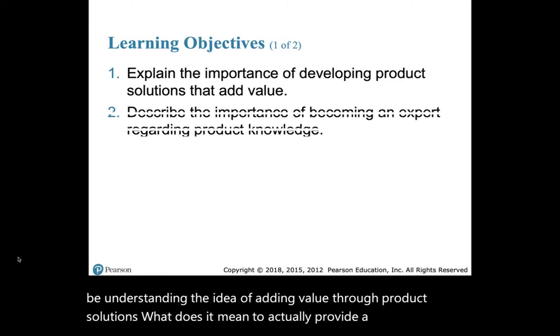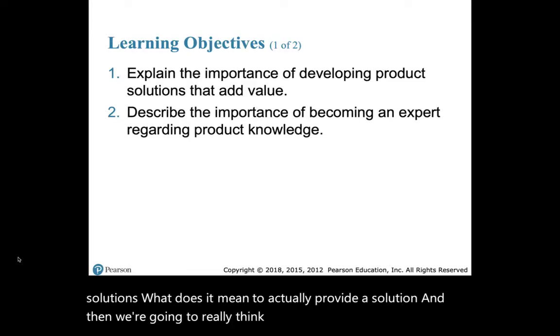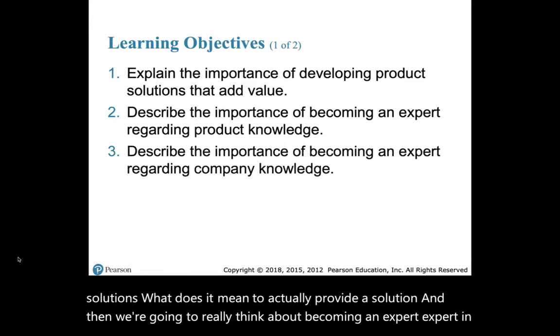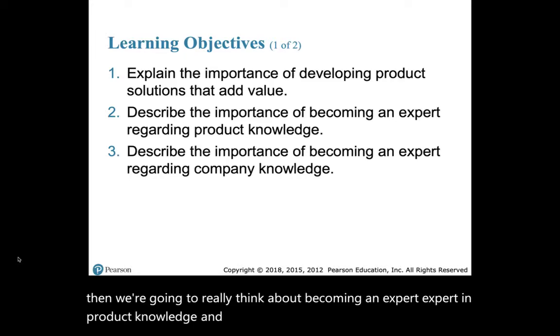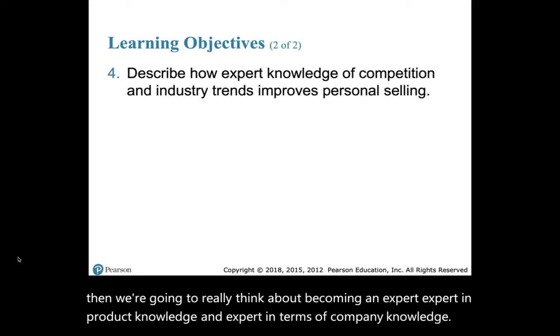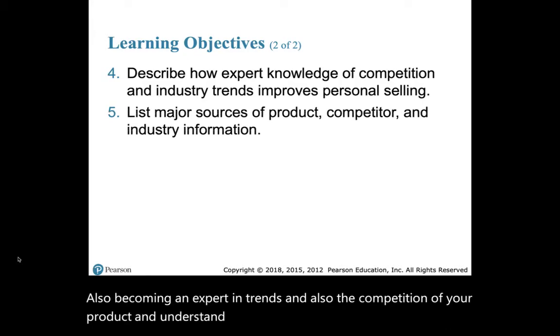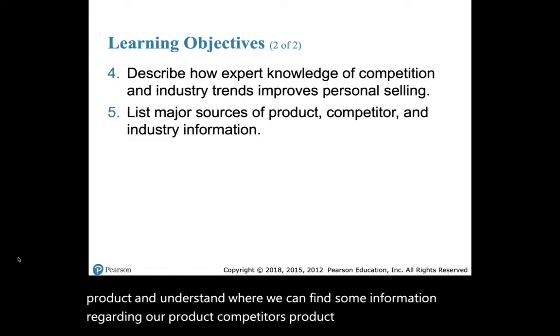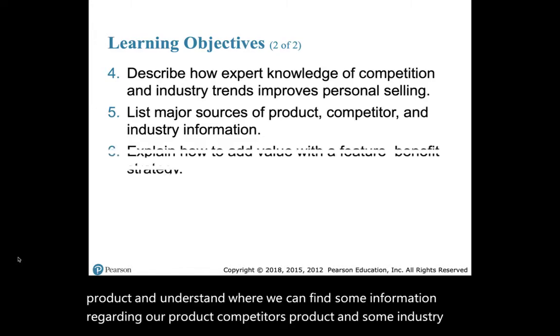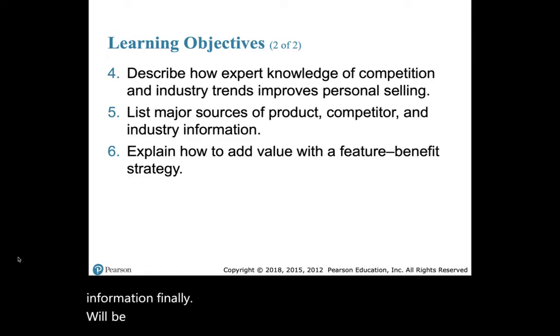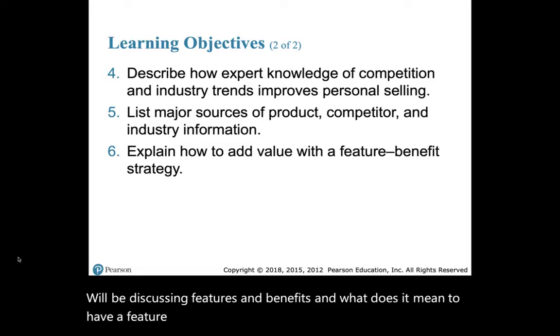And then we're going to really think about becoming an expert in product knowledge, an expert in terms of company knowledge, also becoming an expert in trends, and also the competition of your product, and understand where we can find some information regarding our product, the competitor's product, and some industry information. Finally, we'll be discussing features and benefits, and what does it mean to have a feature benefit strategy? How do we add value?